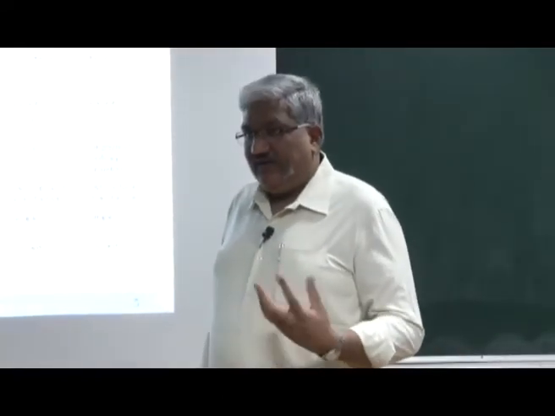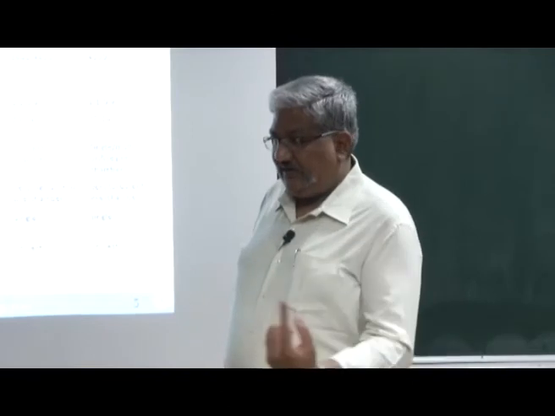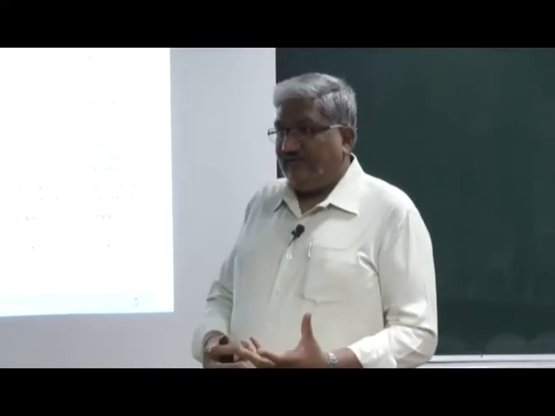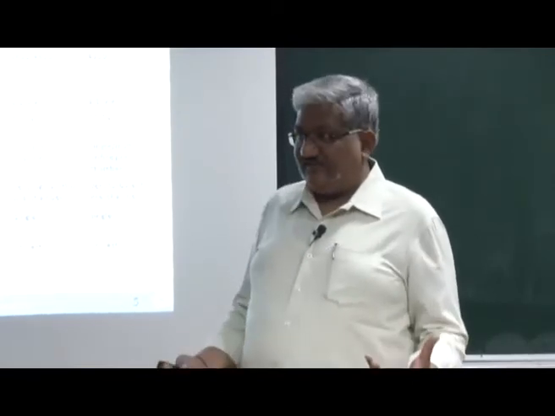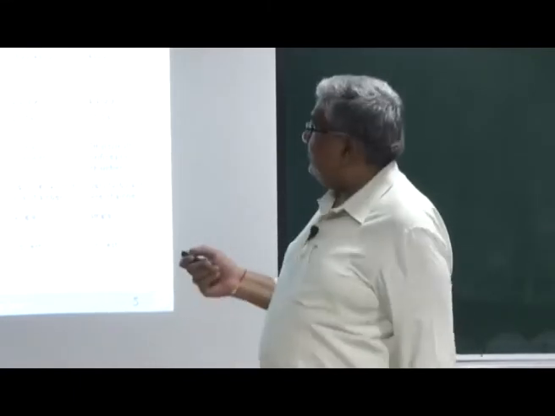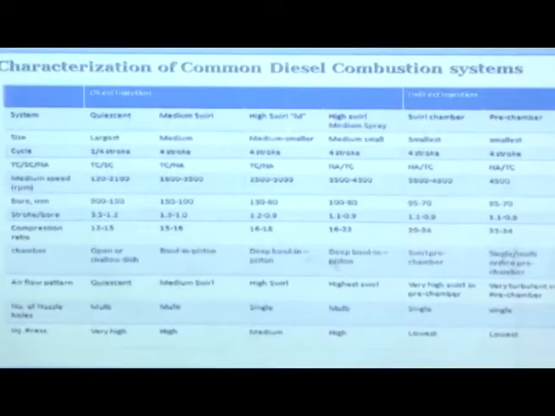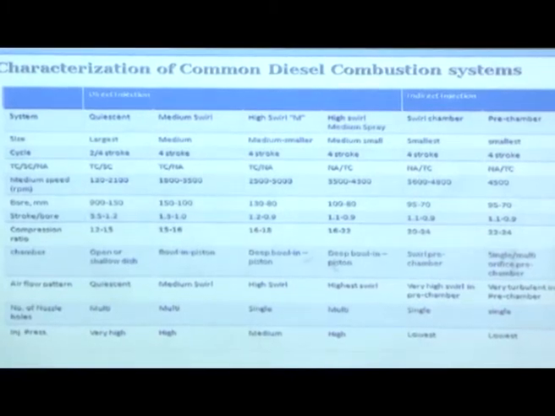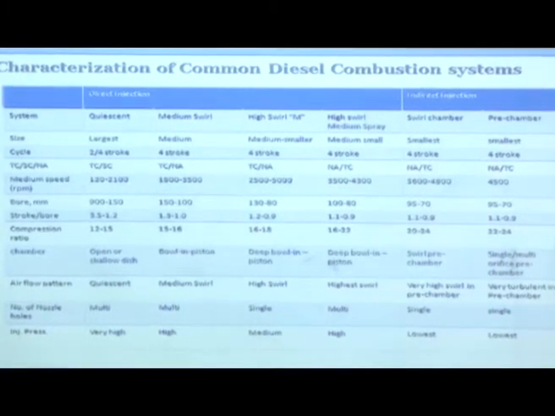The swirl is the air motion in a particular direction, and turbulence is random air motion. It is not directional. Okay, so this is the main difference. So here in diesel engines we have one design called medium swirl, another design called high swirl. High swirl means the fuel-air mixing is essentially largely a responsibility of air motion. Okay. Then there is high swirl, medium spray. So these are 4 designs.